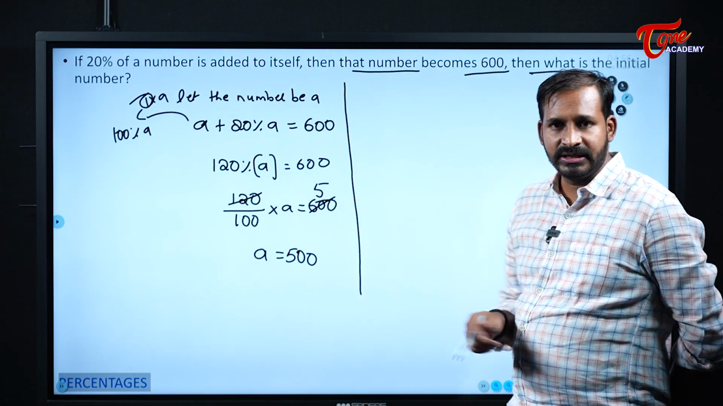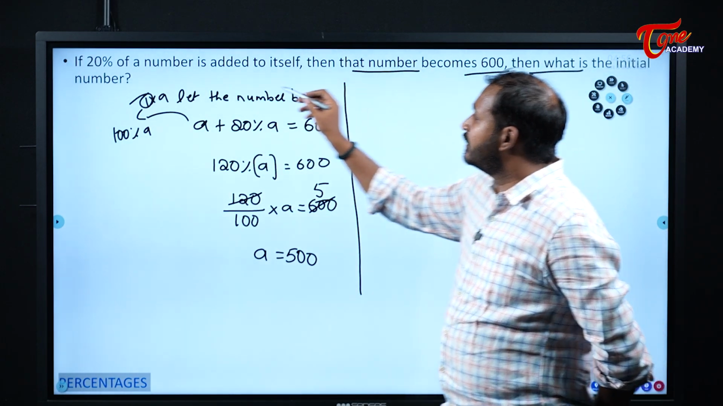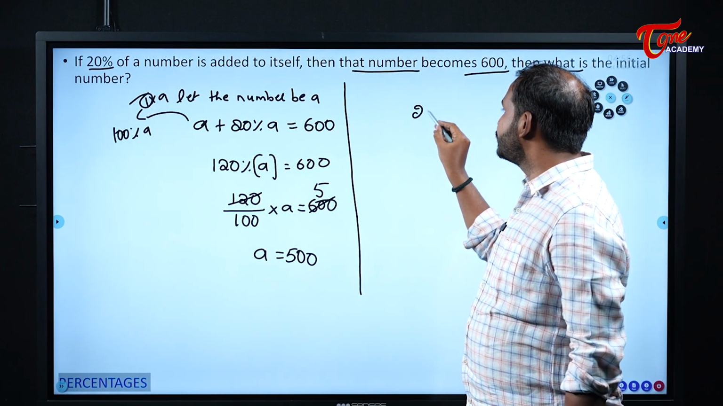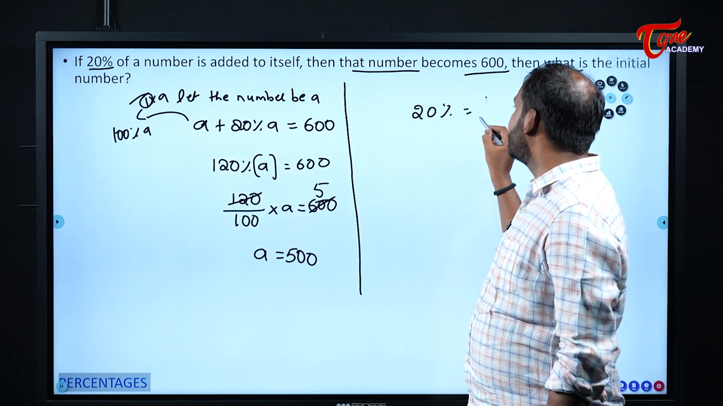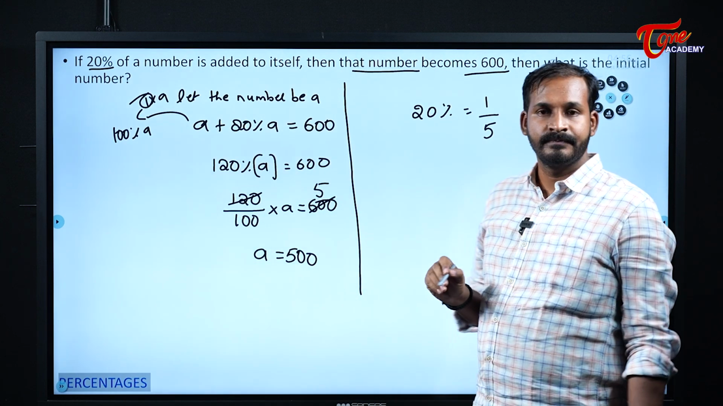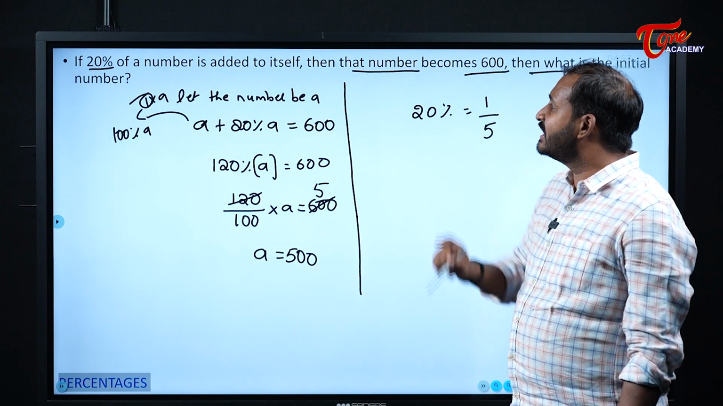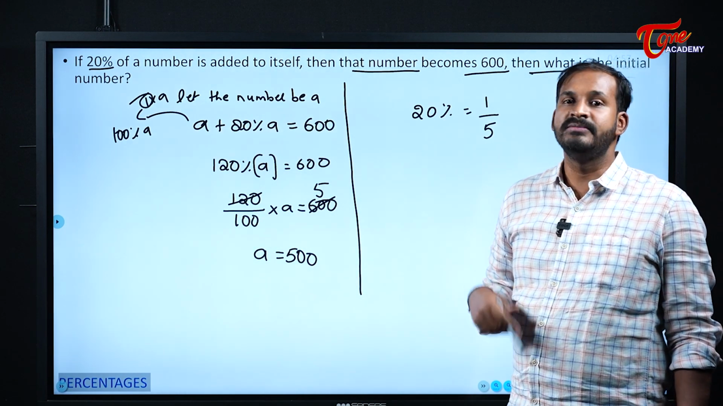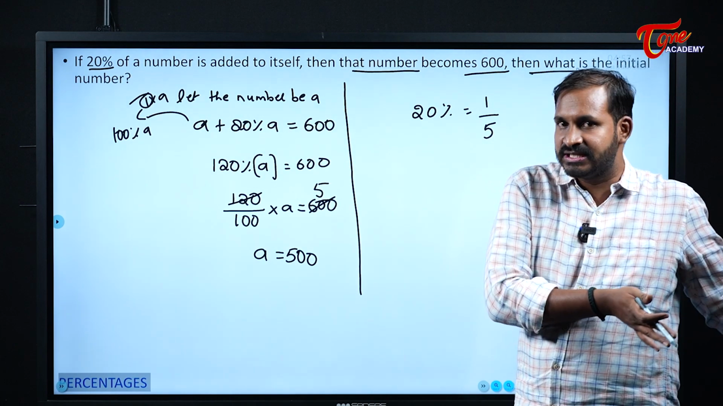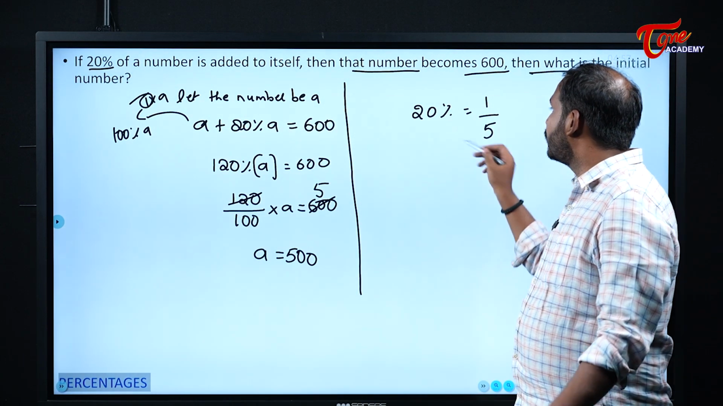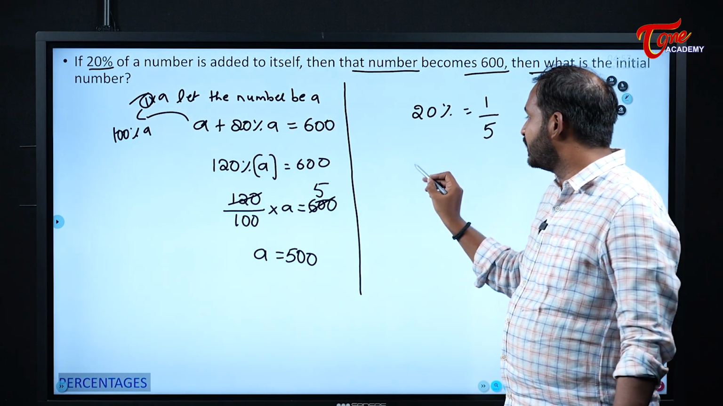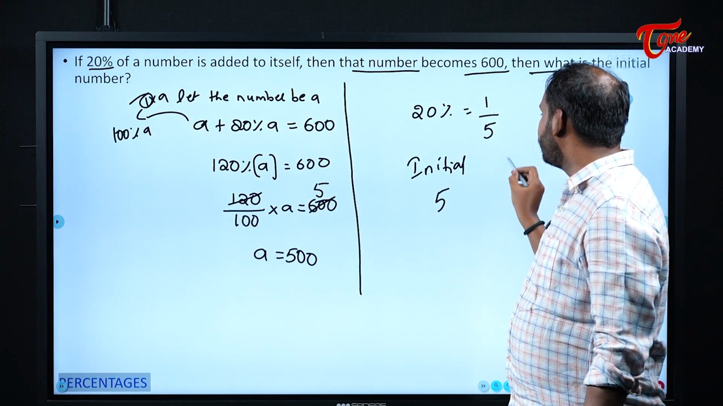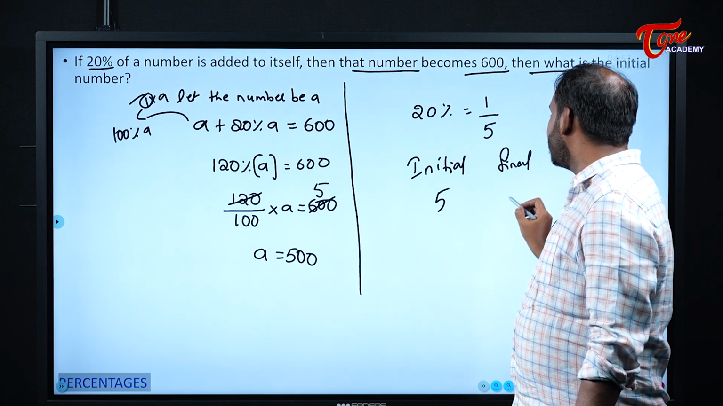Next, the shortcut method which we discussed. 20% of the number is added, right? So what is 20%? 20% is nothing but 1 by 5. Whether we are adding it to the number or subtracting from the number, here we are adding it to the number, similar to our profit case which we have discussed in our last session. So 20% is equal to 1 by 5. So what will be my initial here? 5 parts. What will be my final here? Final will be 6 parts.